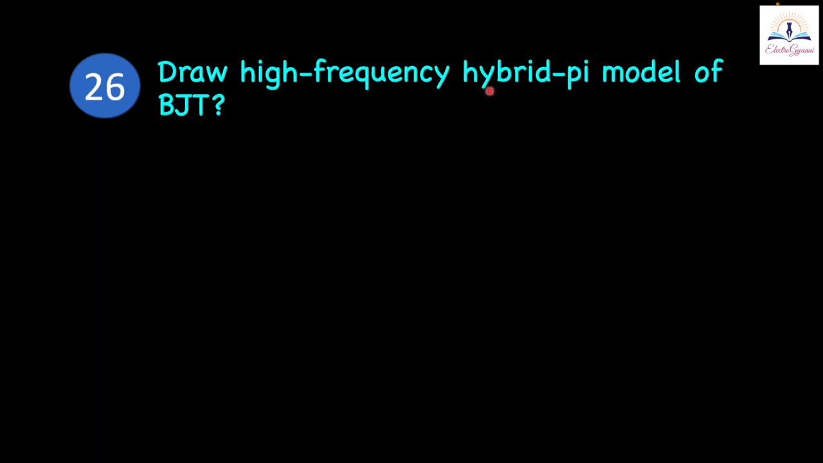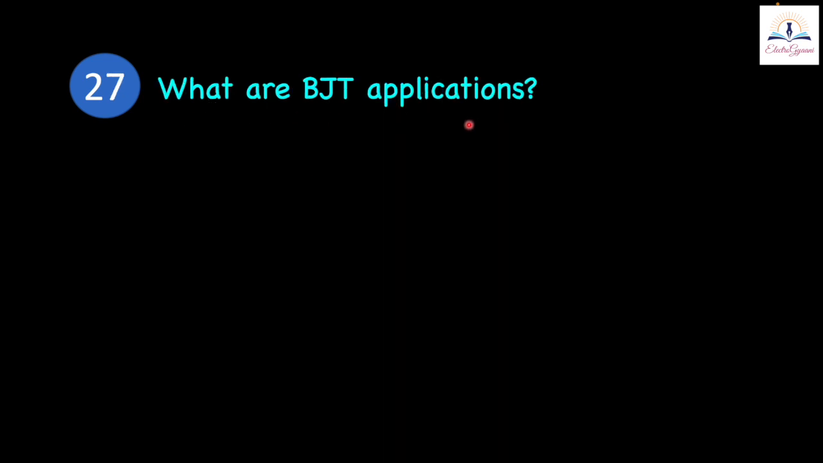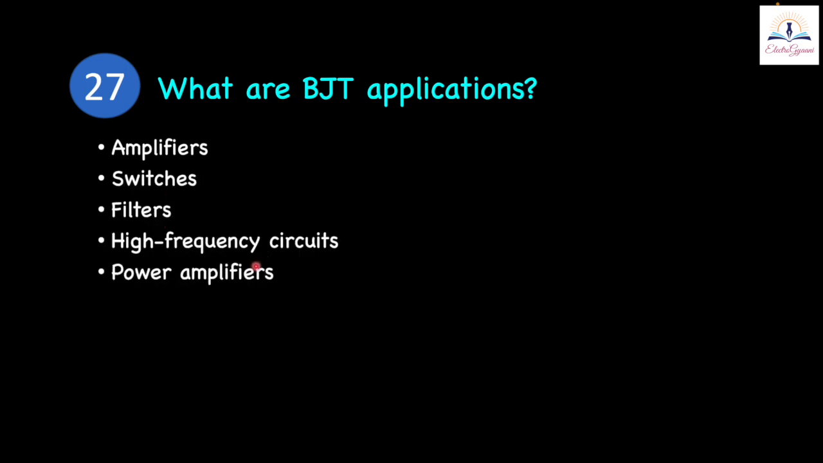Now draw the high frequency hybrid pi model of BJT, where we are going to use these internal capacitances. So we have used these internal capacitances, or we can say the parasitic capacitances. So this C pi is connected between base to emitter terminal, while C mu is connected between base to collector terminal. What are the BJT applications? So BJTs are used in amplifiers, switches, filters, high frequency circuits, power amplifiers, communication systems.